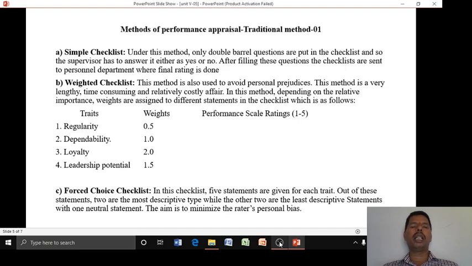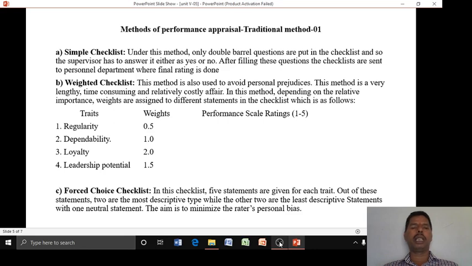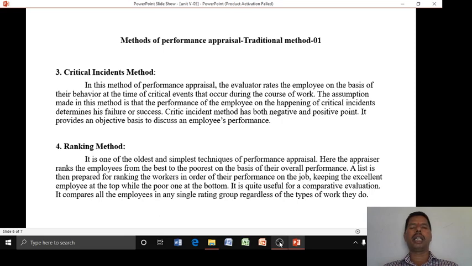So these are all the methods under the traditional system. Grading checklist we have discussed now: simple checklist, weighted checklist, forced choice method, then critical incident method and ranking method. The remaining methods will be studied in the next session because it is a broader area, and for our convenience, we have divided it into several sub sessions.